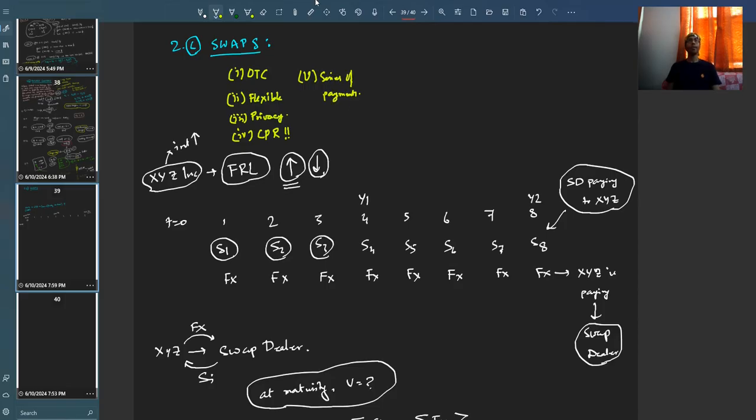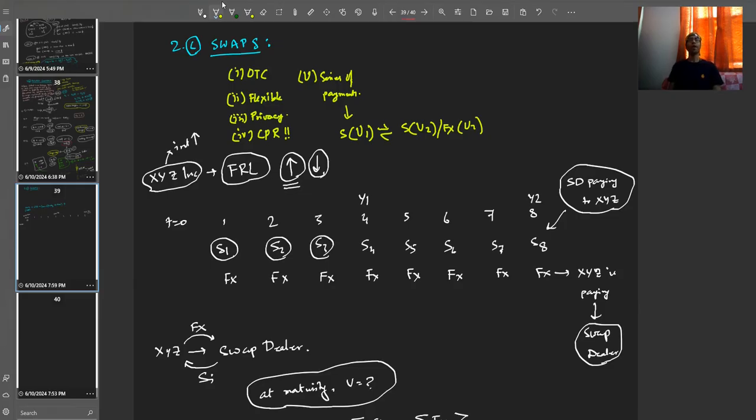Now, what can the payments be? It can be fixed for a floating rate or another fixed rate. It can be a variable series of payments based on one underlying against a variable series of payments against another underlying, or a fixed series of payments against another underlying. So this is how it works: a variable series against one underlying against a variable or a fixed series against another underlying.